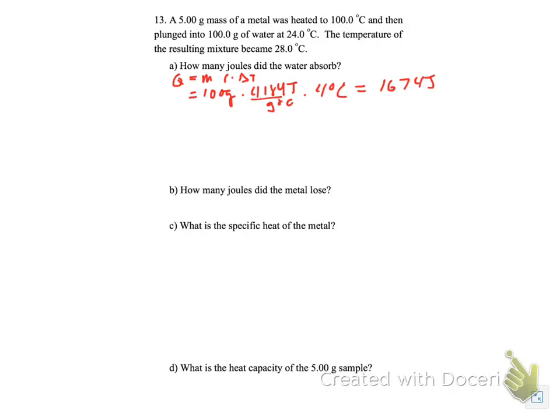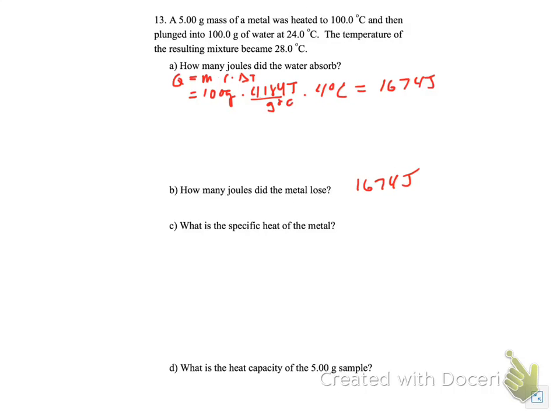So B says how many joules did the metal lose? Well, it should be the same amount, right? Energy is conserved, so whatever was lost by the metal should be what was gained by the water. So it's also 1674.